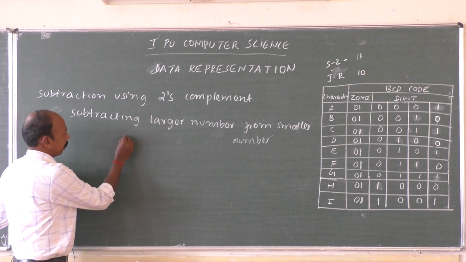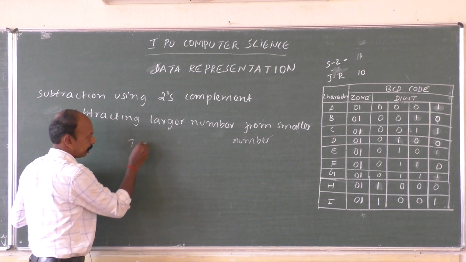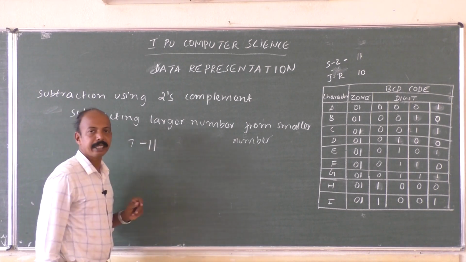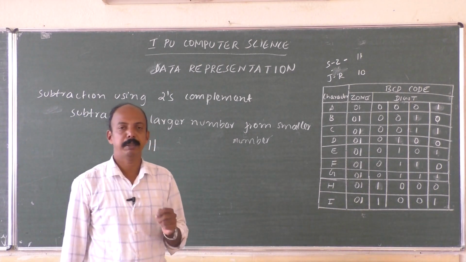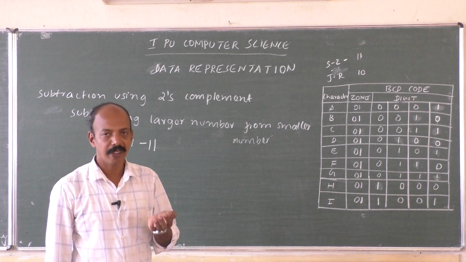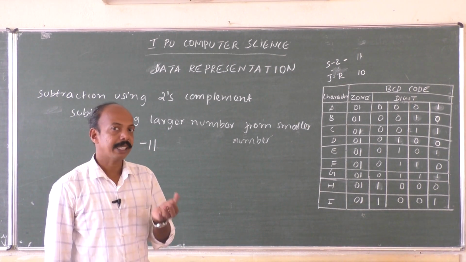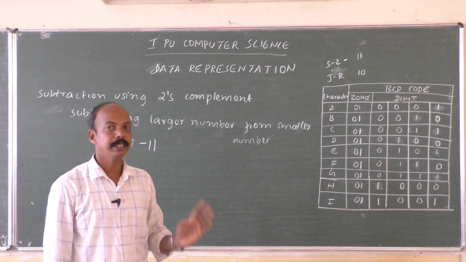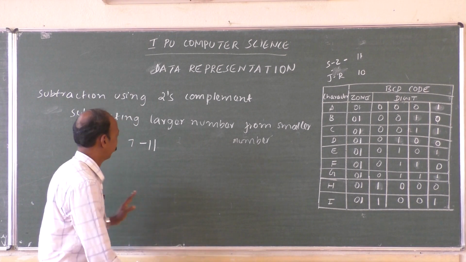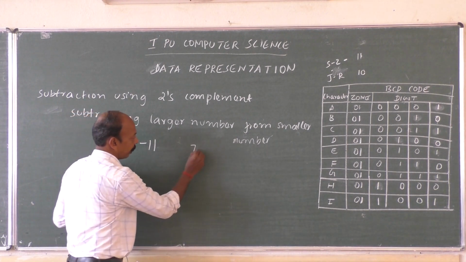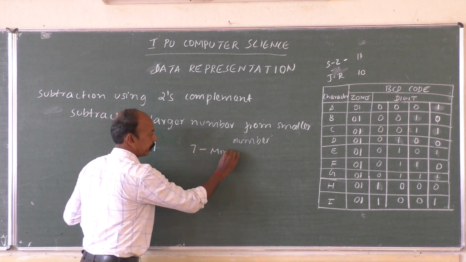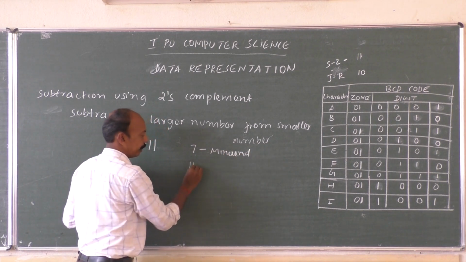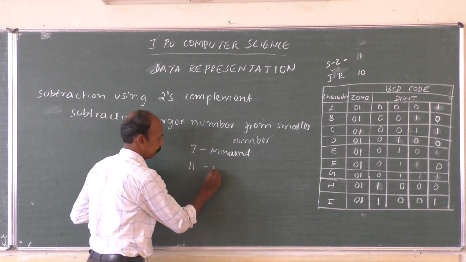Let us write 7 minus 11. Subtract 11 from 7. It may be given in words. Subtract 11 from 7. Be careful. Don't write 11 minus 7. Subtract 11 from 7, that means 7 minus 11. So here in this case, 7 is the minuend and 11 is the subtrahend.